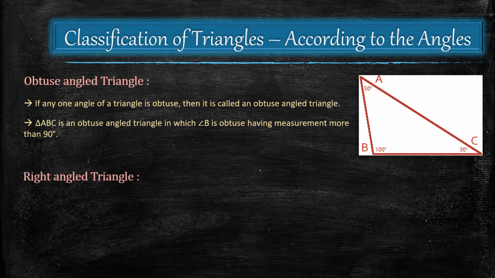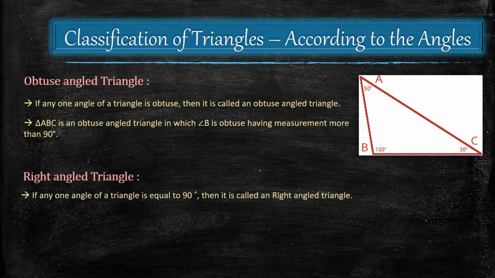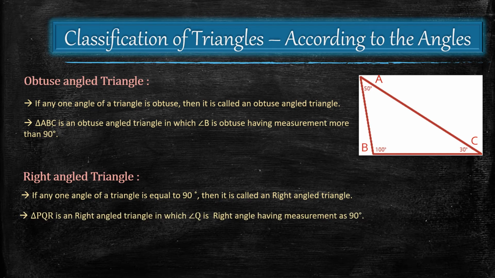Next is the right angled triangle. As we know, a right angle is exactly 90 degrees, so if any one of the angles of a triangle is equal to 90 degrees, then it is called a right angled triangle. So here in triangle PQR, the angle at Q is 90 degrees. So it is a right angled triangle.